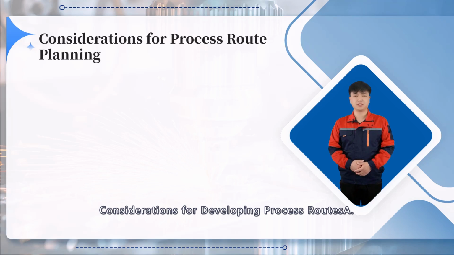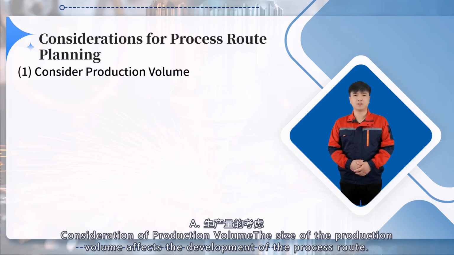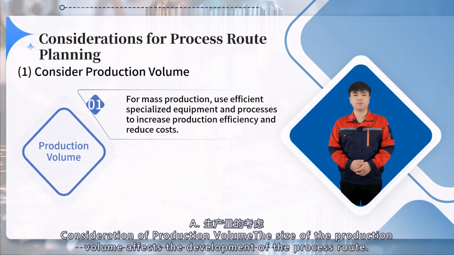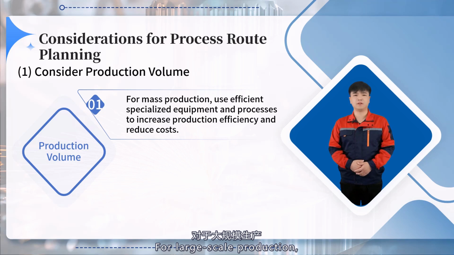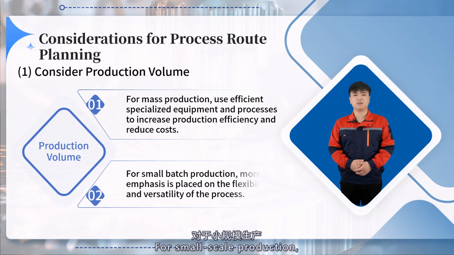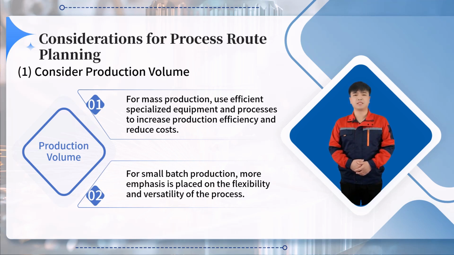V. Considerations for developing process route. A. Consideration of production volume. The size of the production volume affects the development of the process route. For large-scale production, efficient specialized equipment and processes are typically used to enhance production efficiency and reduce costs. For small-scale production, greater emphasis is placed on the flexibility and versatility of the process.